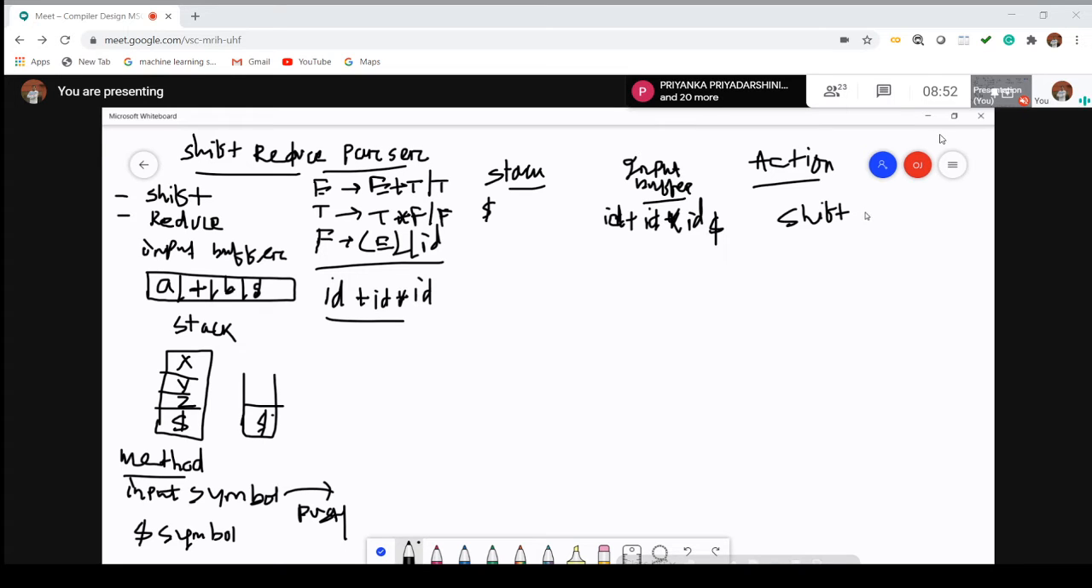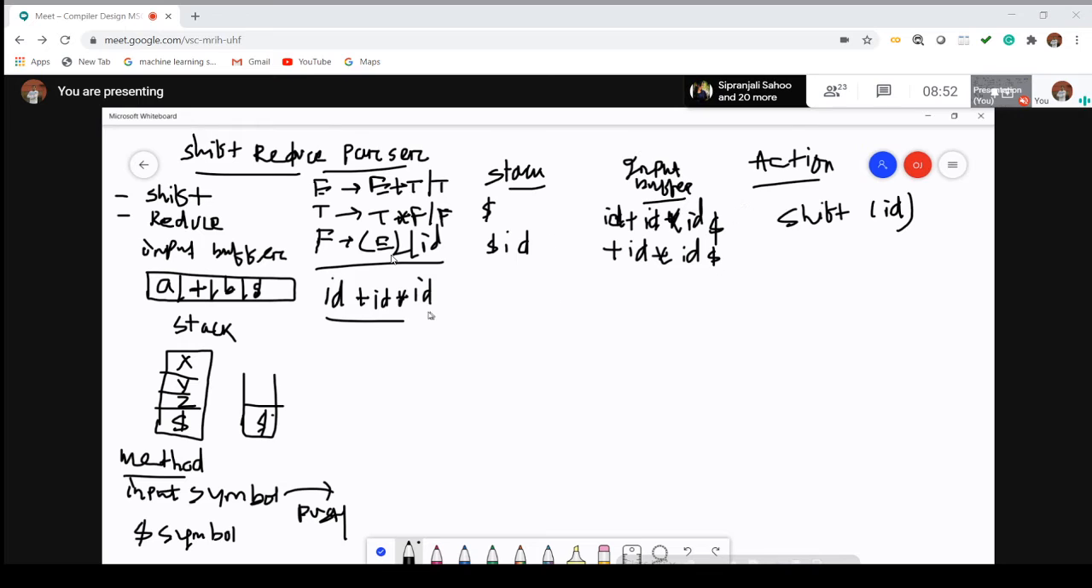So which value is to be shifted? The first element of the input buffer is to be shifted, that means this id is to be shifted. Now if I shift, the stack will consist of dollar and id. Okay, dollar and id. Next, what are the remaining values in the input buffer? id is already shifted, the rest of the value is plus id star id.